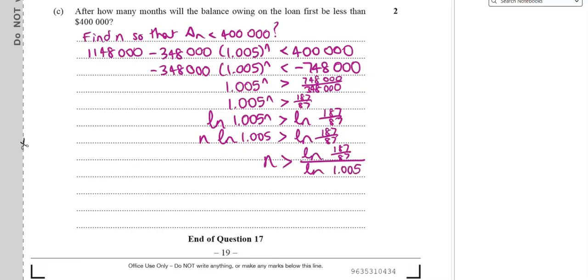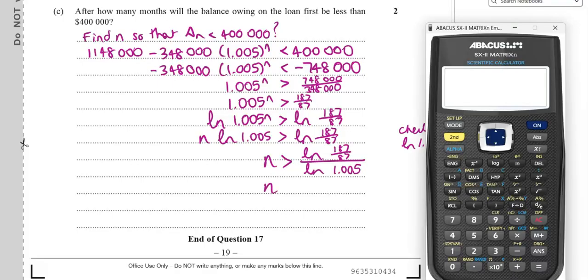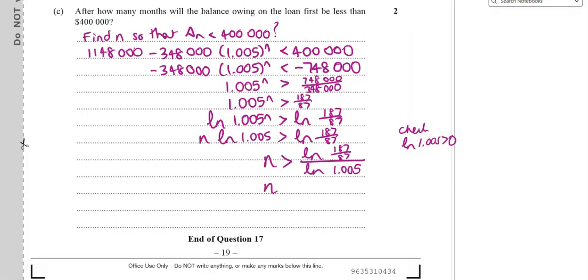Just take care when you're dividing both sides by a constant, satisfy yourself that it's positive. So just check that ln of 1.005 is positive. And of course it is, because we know that ln of something greater than 1 is going to be positive, but it's always good to check. All right, so when I calculate that, my calculator knows the value of that. So let me find out what that is.